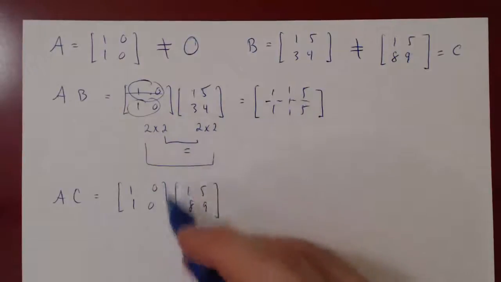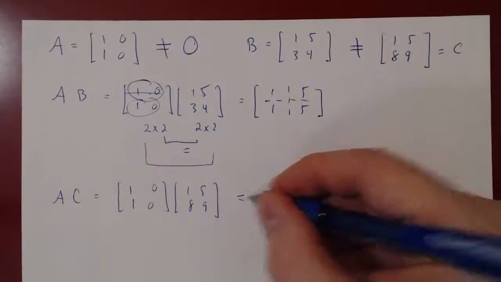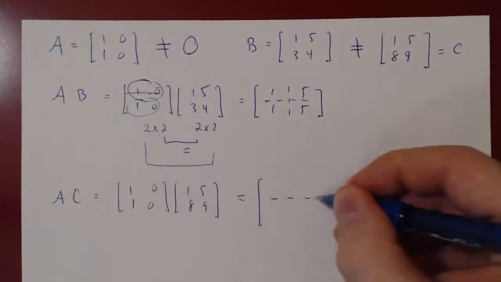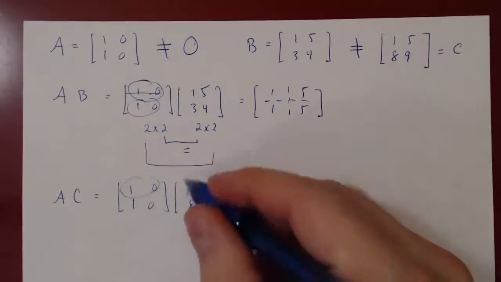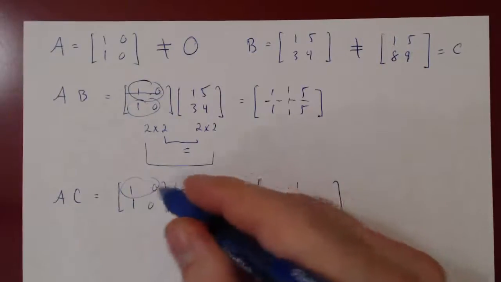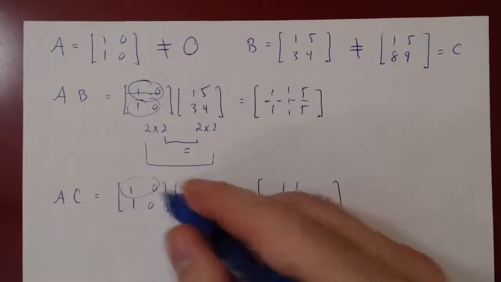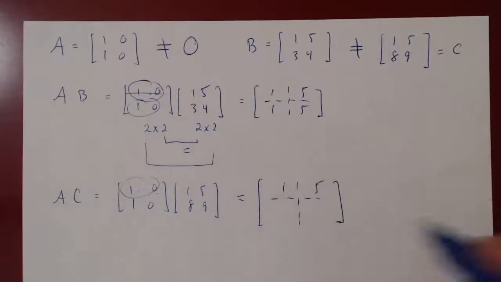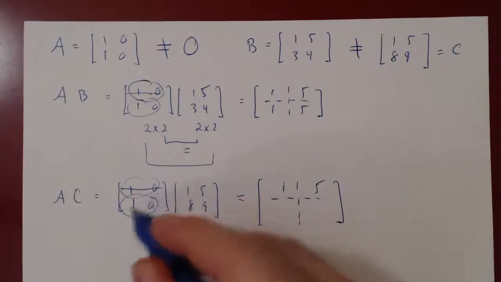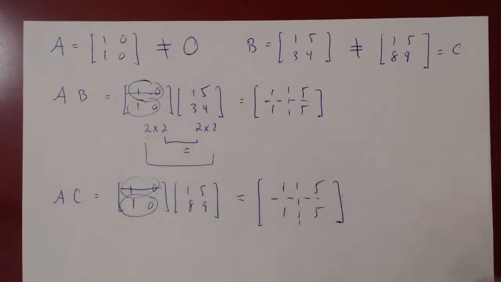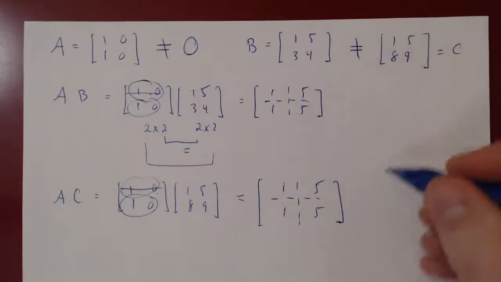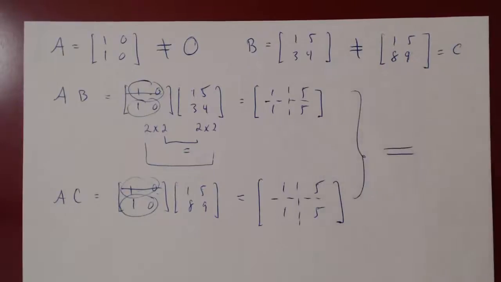Same argument as before, both are 2 by 2 matrices. The result will be a 2 by 2 matrix. Fix the first row of A, go through the columns of C. 1 plus 0, 1, 5 plus 0, 5. Second row of A. 1 plus 0, 1, 5 plus 0, 5. And you can see clearly that AB and AC are equal.